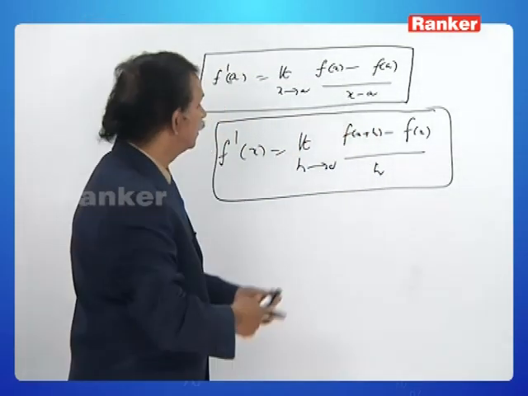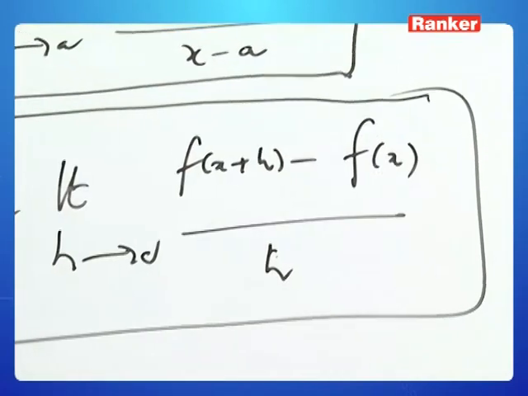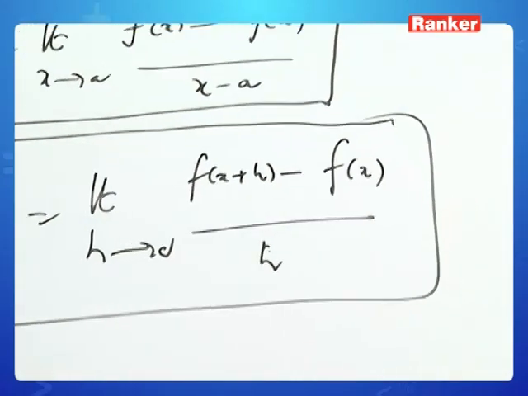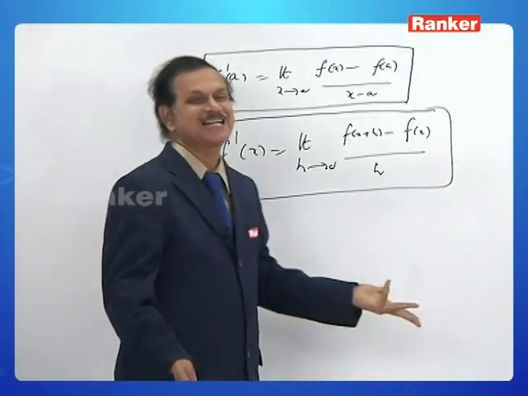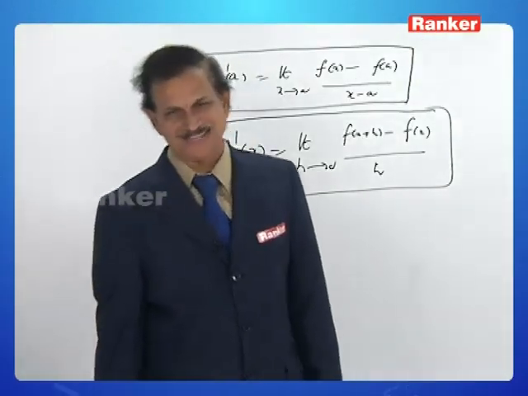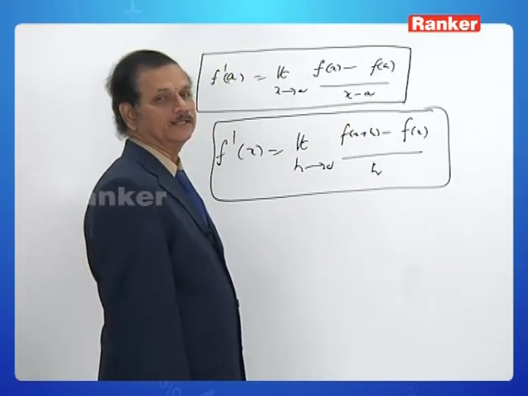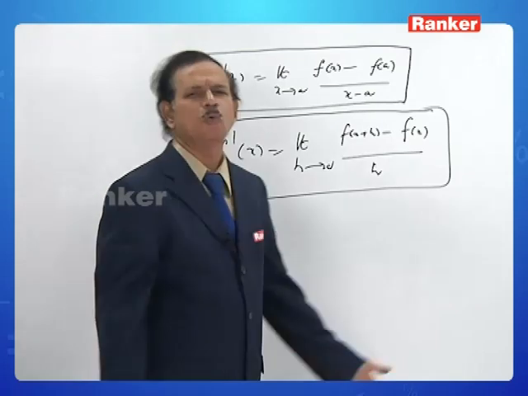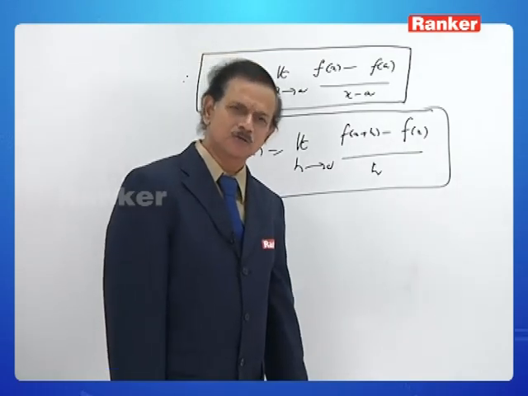Yes, both the definitions give us the same sense. This is of course the derivative of f at a particular point a, and this is the derivative of f in general at x. f dash x we say, f dash x, and this we say f dash a. And there are so many symbols to represent this derivative. Let us have a look over that.